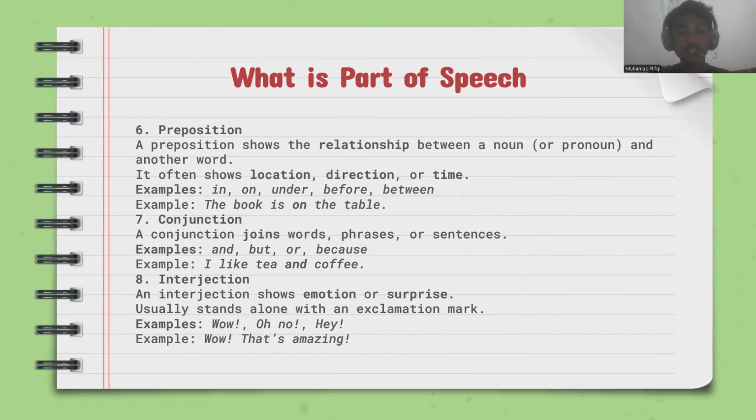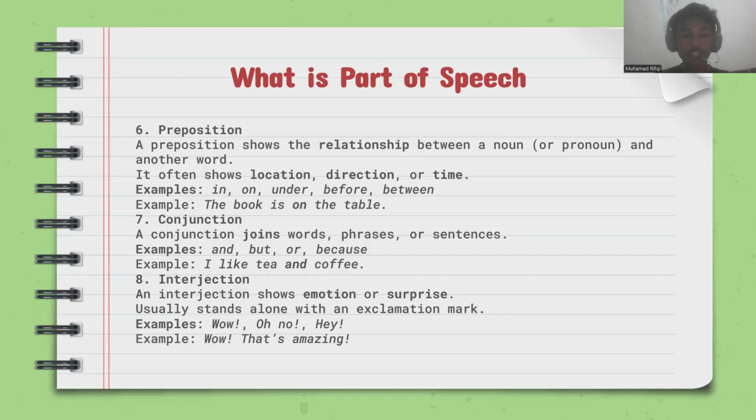Number 6, preposition. A preposition shows the relationship between a noun or pronoun and another word. It often shows location, direction, or time. Examples: in, on, under, before, between. Example of the sentence: the book is on the table. Number 7, conjunction. A conjunction joins words, phrases, or sentences. Examples: and, but, or, and because. Example of sentence: I like tea and coffee.